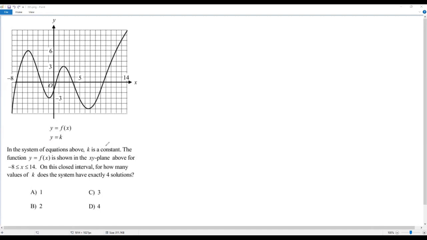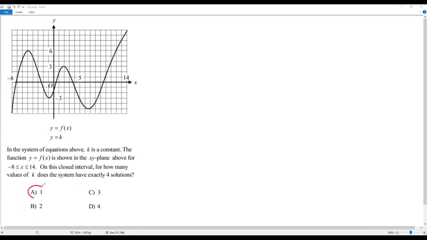Whenever I want to find the number of solutions for a system of equations, I have to find the number of points where the graphs of the two equations intersect. Already we have a graph for the first equation, that is y equals f of x. Now we have to sketch the graph for the second equation. For that, we have the values for the constant k in the given answer choices.